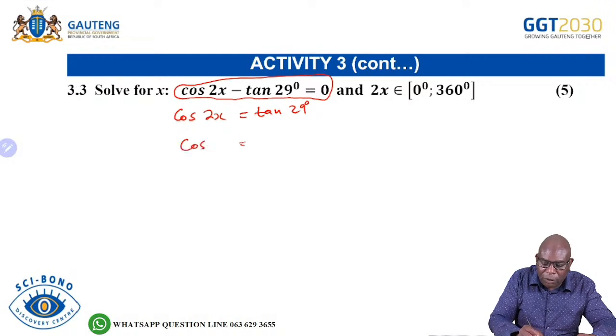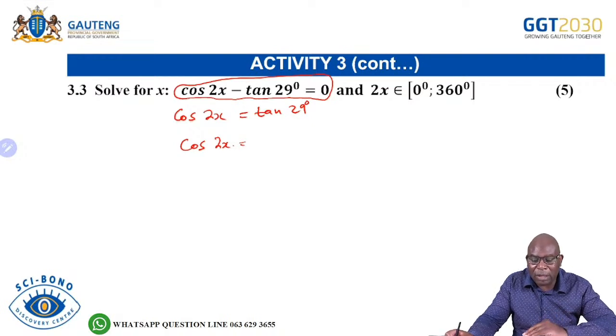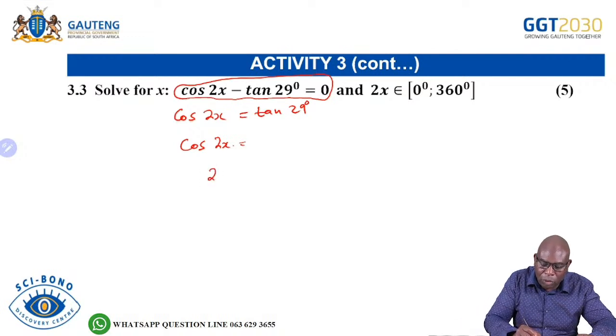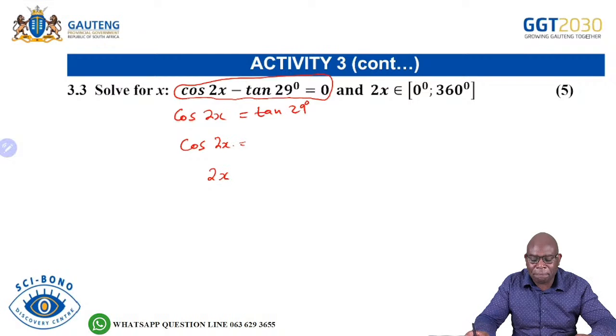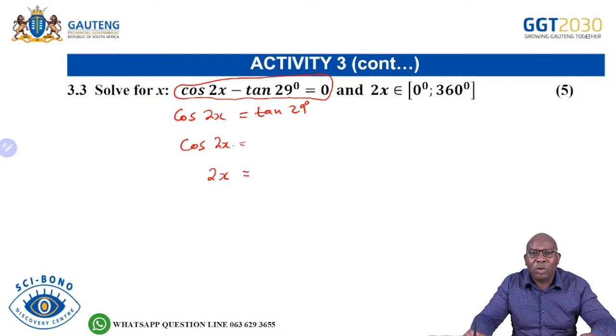Right, so I'm going to have the cos of 2x, then I get the tan of 29 degrees. So for me to get the tan of 29 degrees, I use a calculator, and then from there I get the tan of 29 degrees. And then from there, I'm going to use the 2x in there and say this is equal to, because then I'm going to use shift cos of whatever I got as tan of 29 degrees. Then I'm going to get that.